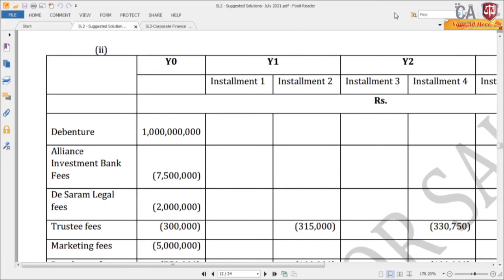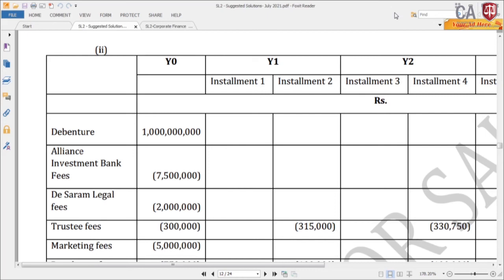Cost in the sense, not the issue cost, but the yield of the instrument. Yield is the real cost you are going to incur for the debenture over the 3-year period. Annually, what is your average yield? So that's basically the question, 8 marks. The examiner is very, very clear here.